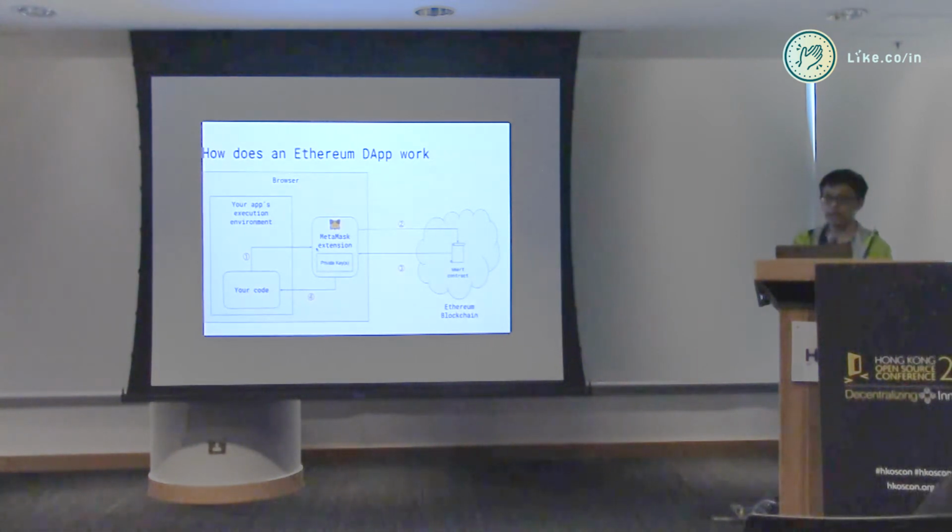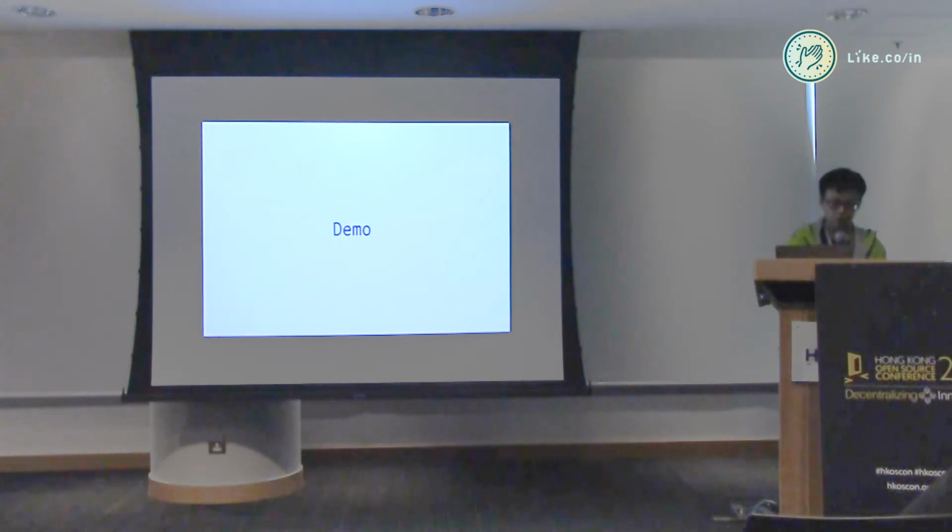The program will interact with MetaMask, and MetaMask will check whether the request needs the user's approval. Say, is it sending money? If so, it will prompt a pop-up for the user to confirm. After that, the request will be sent to the blockchain and executed there, calling the smart contract. Once execution is done, which takes a while, the data will be sent back to MetaMask and then back to the code. Very simple, right? So let's see the demo.